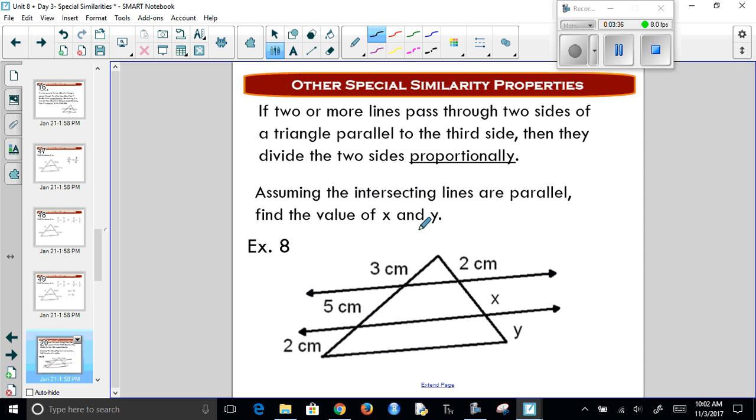All right. It also works if we have more than one parallel line. If all of these are parallel, then we can say 3 over 5 is going to equal 2 over x, cross multiply and divide, and we could say 3 over 2 is going to equal 2 over y. We can cross multiply these. We can get this to be 10 equals 3x, so that's 3 1/3. 4 over 3, that's 4/3, 1 1/3.